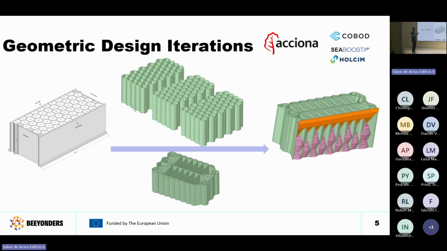By all these iterations, we achieved a caisson design where we have saved more than 40% of the construction material. And we completely eliminate any vertical steel bars for steel reinforcement.